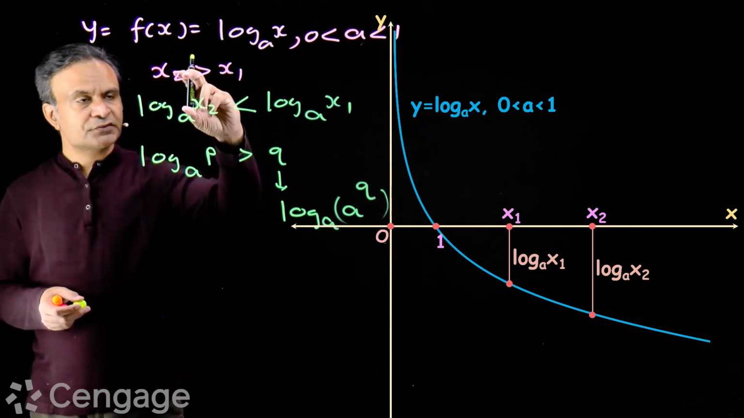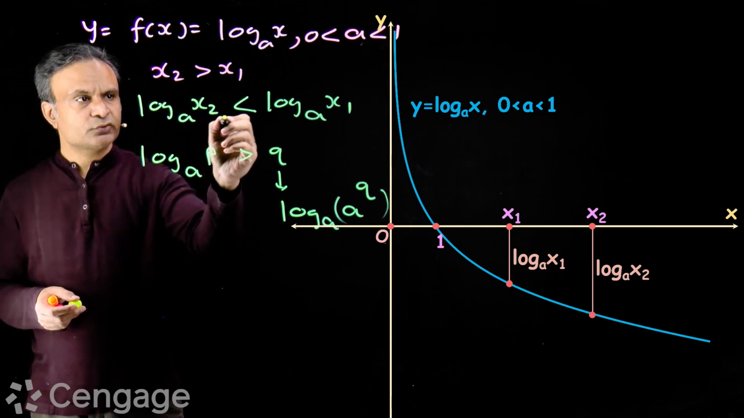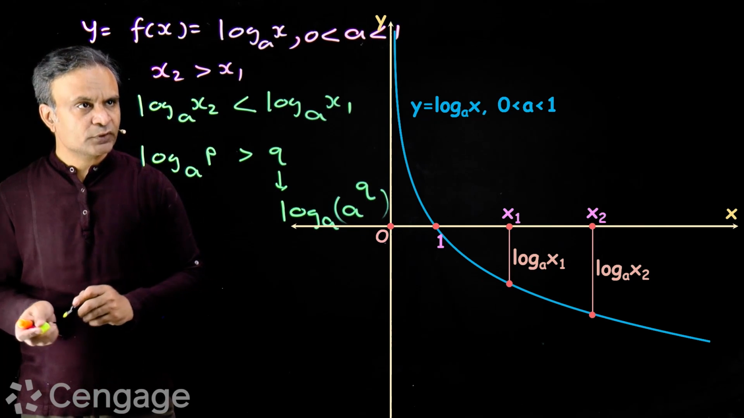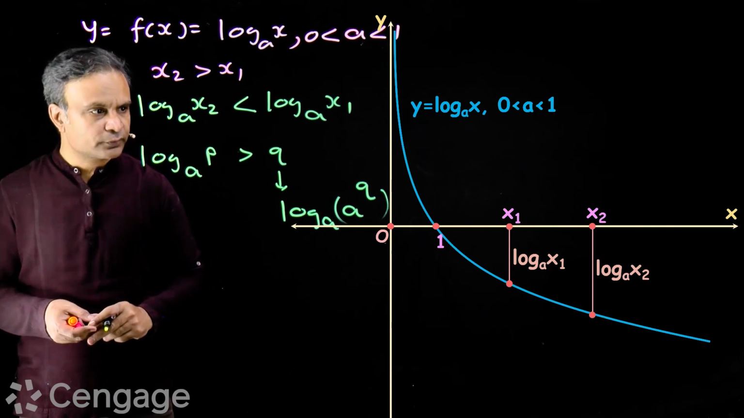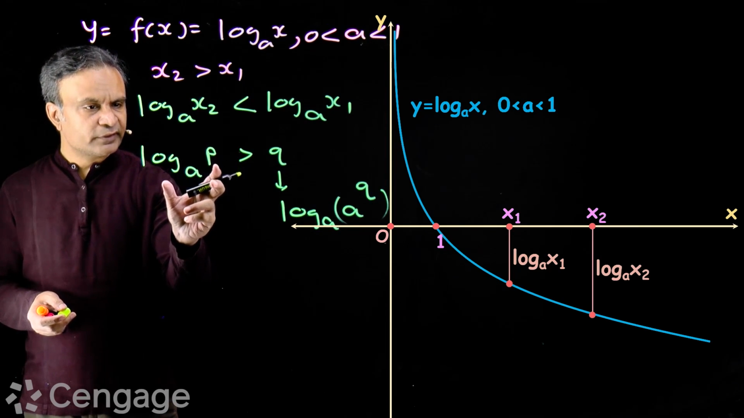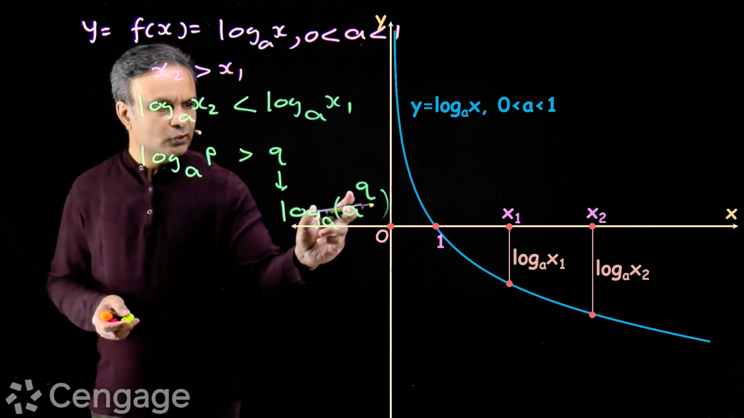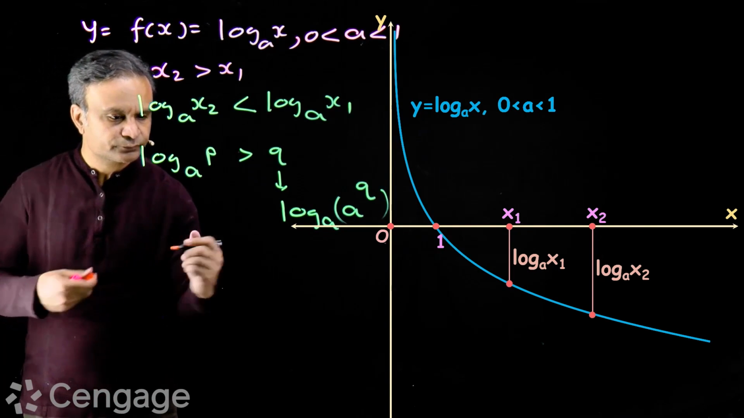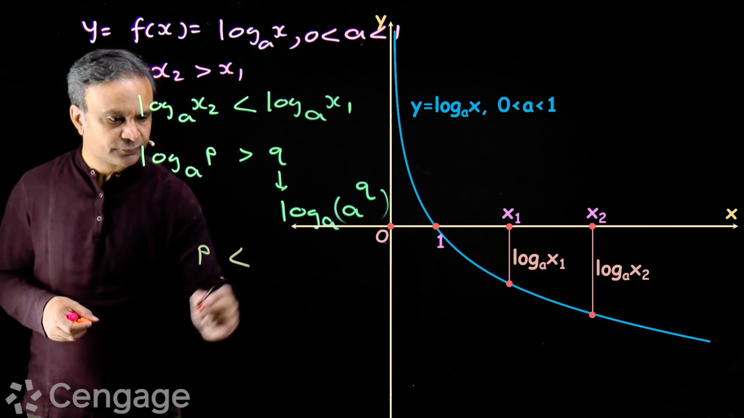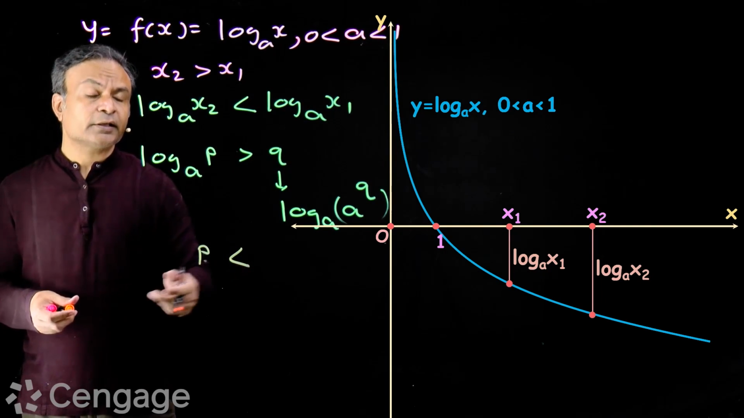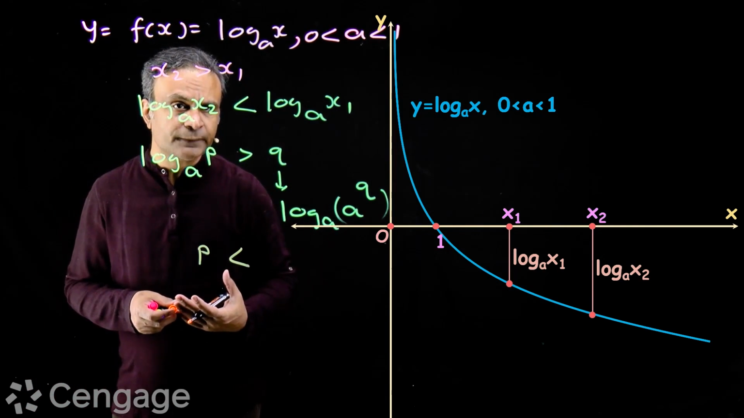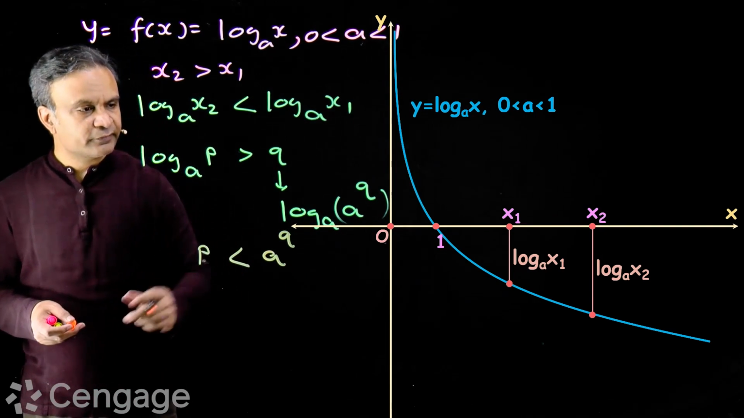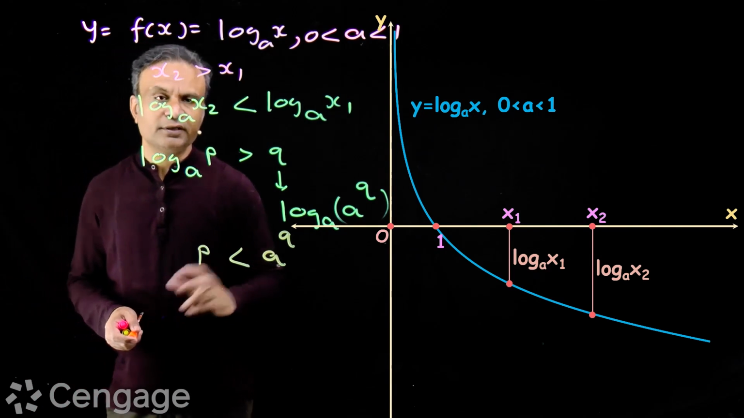Now this is true both ways. If log x2 is less than log x1, then x2 will be more than x1. ठीक है. ये दोनों तरफ से true है. So here from this inequality log p to the base a more than log a power q to the base a, we get p less than a power q. Inequality will get reversed. Inequality reverse होगा क्योंकि log function यहाँ पे decreasing है.